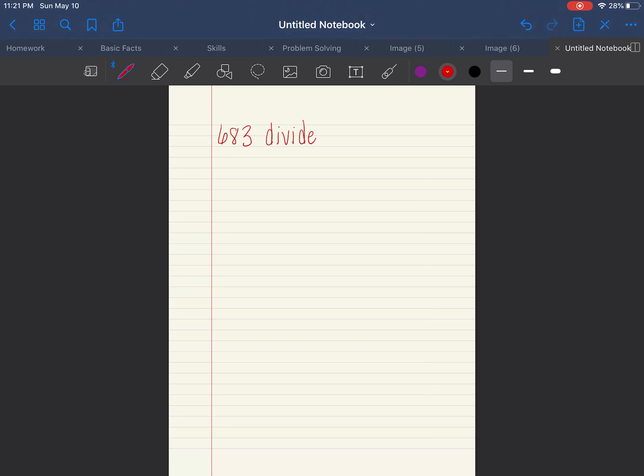So the very first problem is 683 divided by 3. If I was to write this in a number sentence, it would say 683 divided by 3 equals my quotient. Remember, when we divide, that is called my quotient.